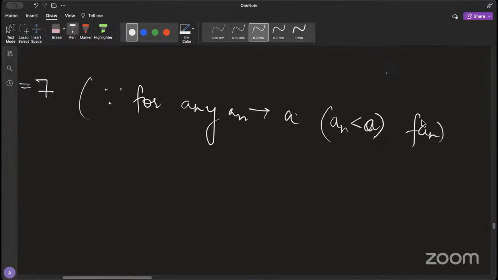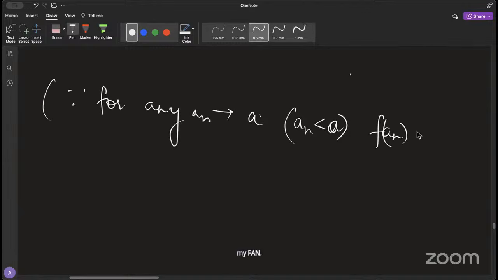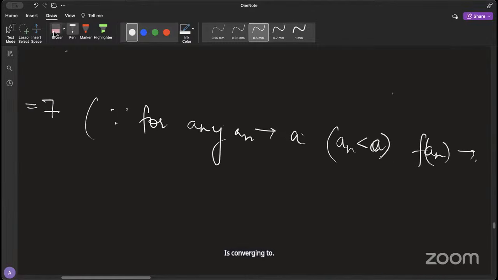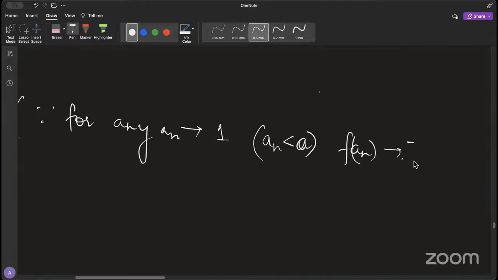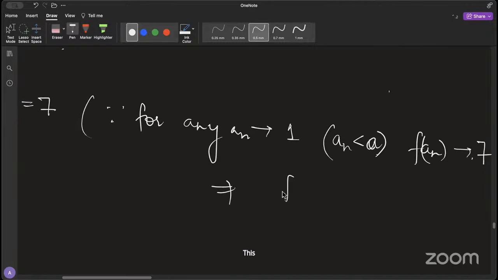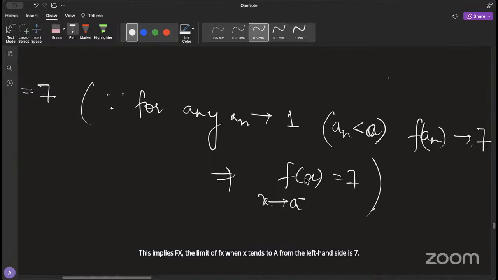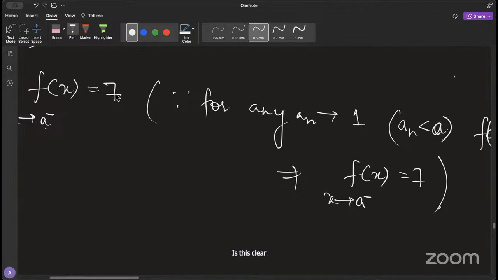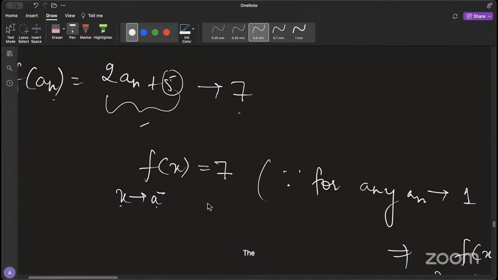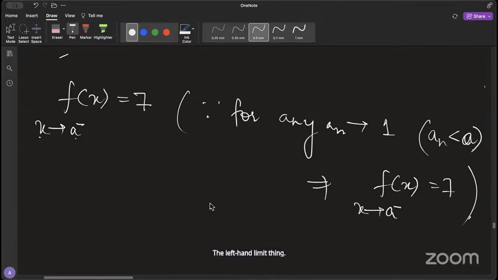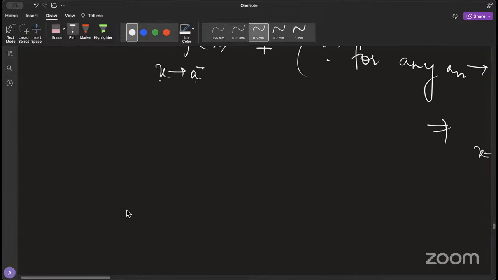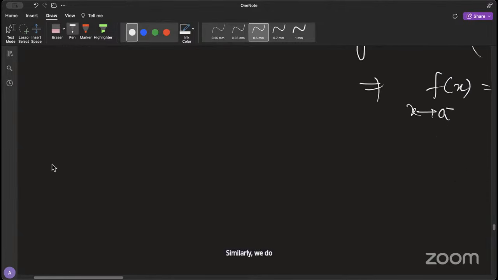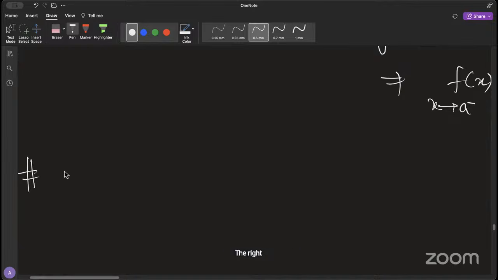My f(a_n) is converging to 7. This implies the limit of f(x) as x tends to a from the left-hand side is 7. Is this clear? The left-hand limit thing. Yes, ma'am. Similarly, we do the same thing for the right-hand limits.